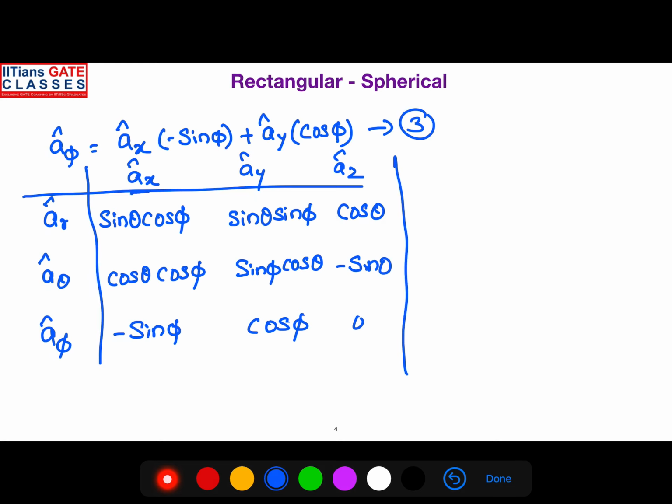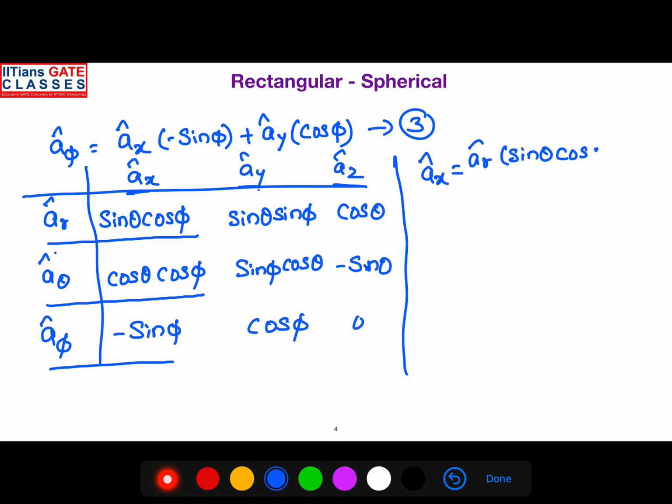If I want to write x, y, z in terms of r, theta, phi now, you can go vertically. So AX can be written as AR cap into sin theta cos phi, plus A theta into cos theta cos phi, plus A phi into minus sin phi. So this is your AX cap. Similarly, you can write down AY and AZ.